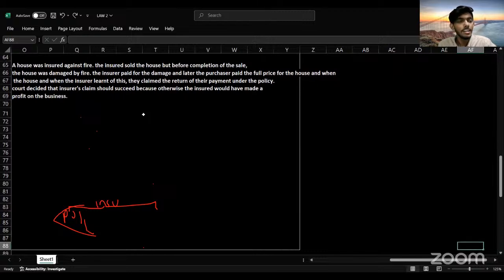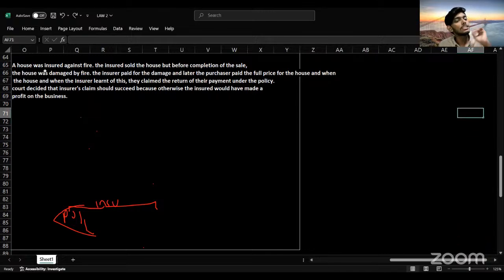So what happens here, kids? A house was insured against fire. Then the insured sold the house before completion of the sale. The house was damaged by fire. The insurer paid the damage, and later the purchaser paid the full price for the house. When the insurer learnt of this, they claimed a return of the payment under their policy. The court decided that the insurer's claim should succeed because otherwise the insured would have made a profit.